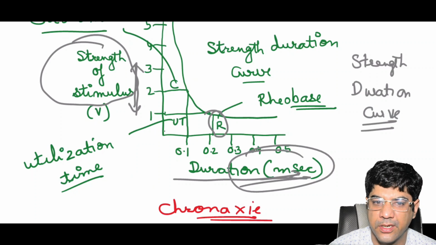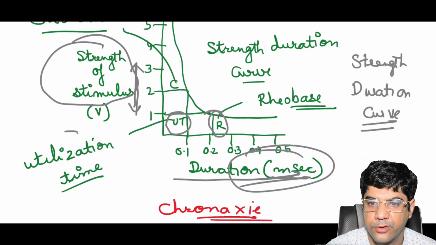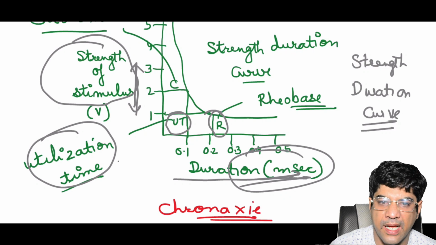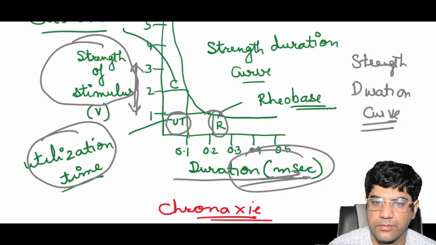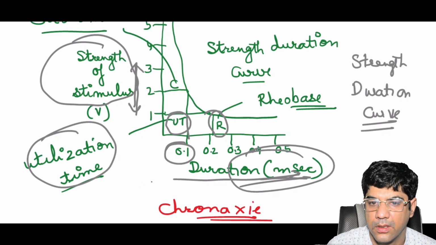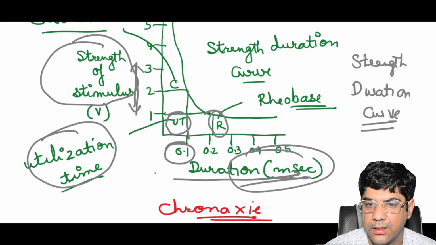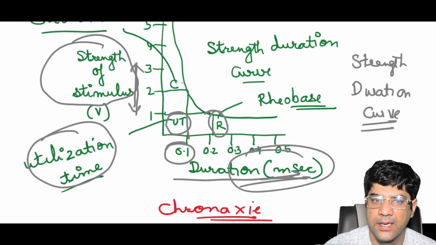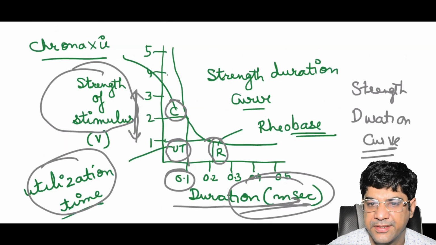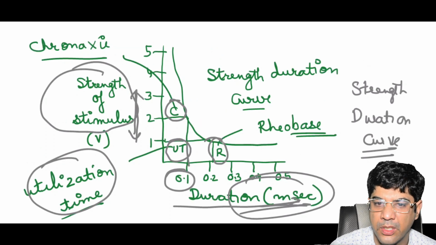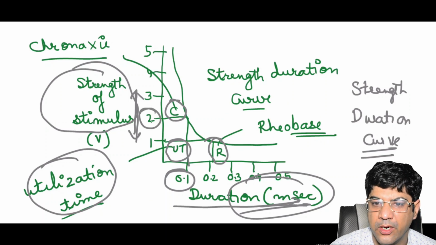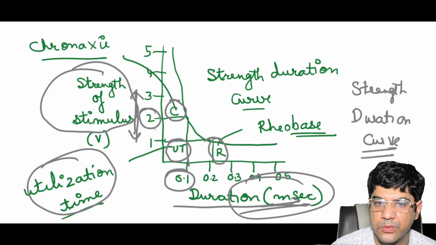The second important feature is utilization time. Utilization time is the minimum time that is required for a rheobasic strength of stimulus to excite the tissue. The third is the chronaxie. What is that? This is the chronaxie, the minimum time required for a stimulus with double the rheobasic strength to excite the tissue.